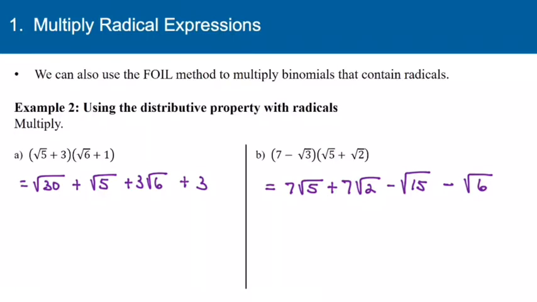Now, just like we saw in part A, if any of these radicals could be reduced, we would have to do that. And if any of these terms could be combined, we would have to do that. But all of these radicals are different and none of them can be reduced, so nothing can be combined here, and this is our final answer on part B.